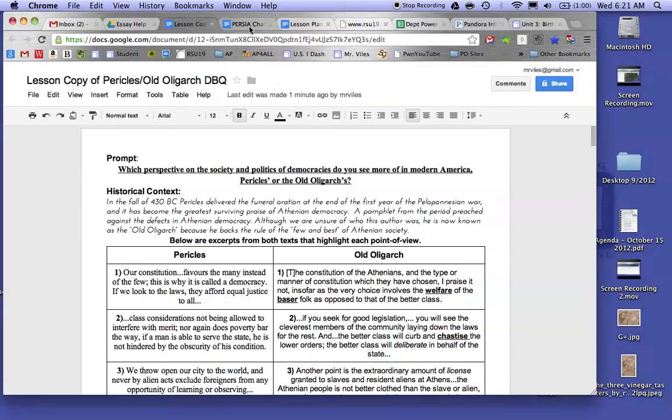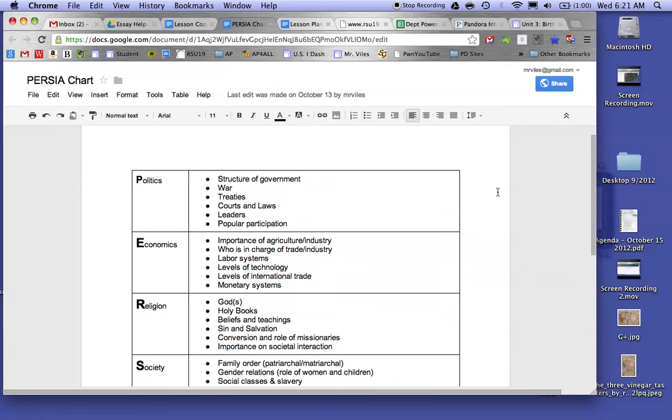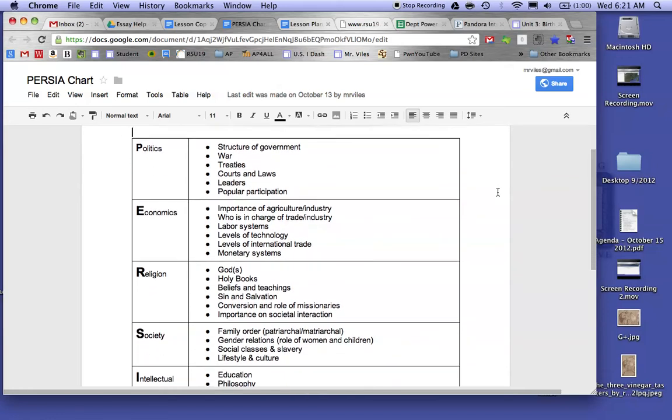First things first, one of the things we're going to talk about today is theme. And you'll notice in the back corner of my room, painted on the wall, it says Persia. It actually says Persia GT, but the GT is covered. Persia is an acronym for the major themes of history.